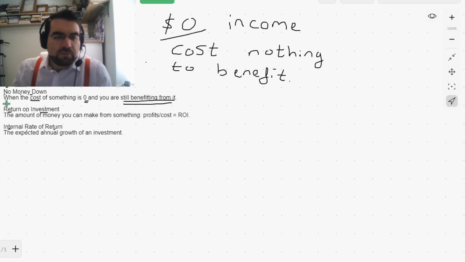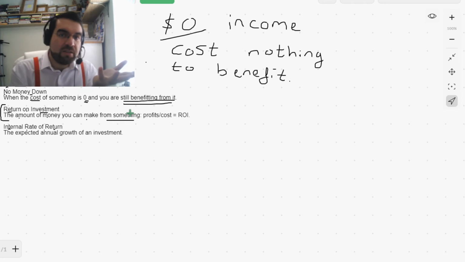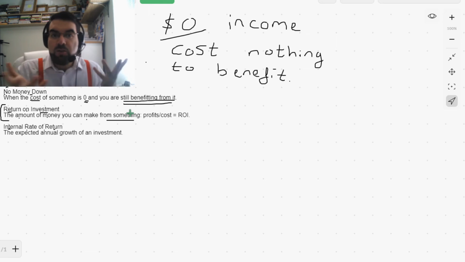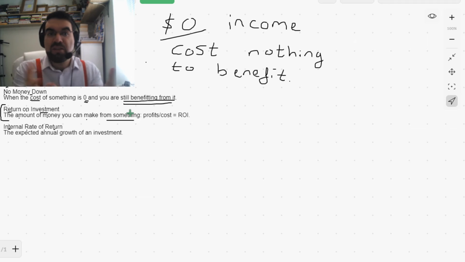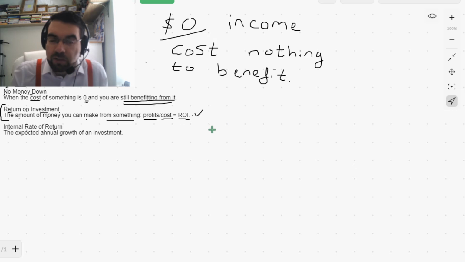Now, return on investment, a little interesting. The amount of money you make from something. So there's this investment, or this thing to sell, or that asset to buy. How do you know which one's got the best amount of income? Which is going to make me the most money? And therefore we have ROI. So it's profits divided by cost equals ROI.